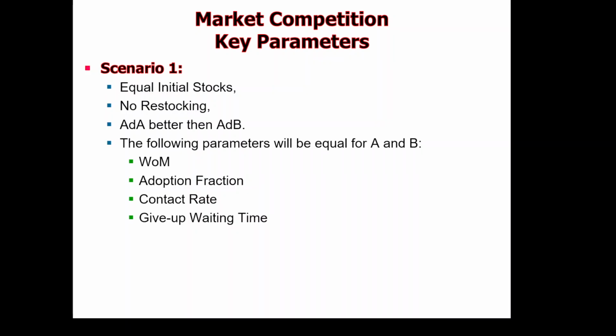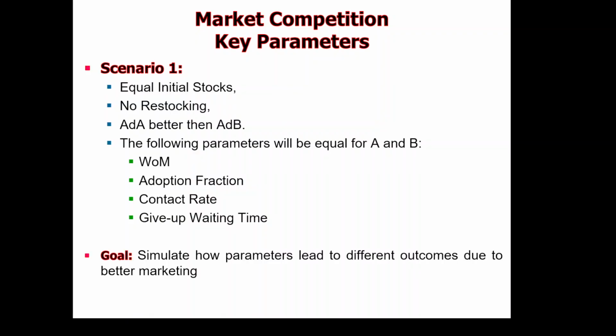But the rest, the word of mouth, adoption fraction, contact rate, ad A, ad B, we have already discussed them in detail in our last tutorial, which comprised 9 parts. If you haven't watched them, again I'm telling you, go and watch these parts and then come here again. Okay, the goal would be to see how parameters lead to different outcomes due to better marketing, because the only difference between the two products A and B is better marketing.